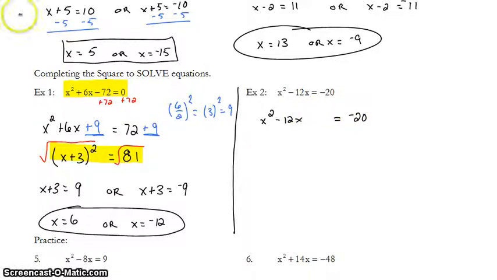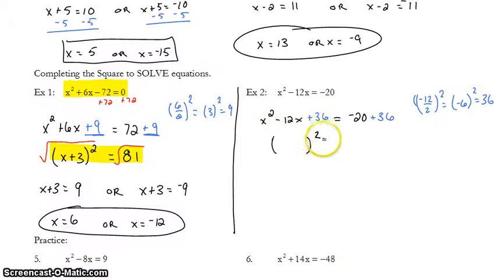What I want to do now is complete my square. I'm going to take negative 12 divided by 2 and square it. That's negative 6 squared. That's positive 36. I add 36 then to both sides. Can't do it to just one. We got that number because I want to complete that square.